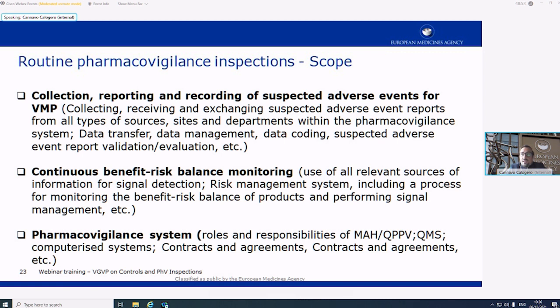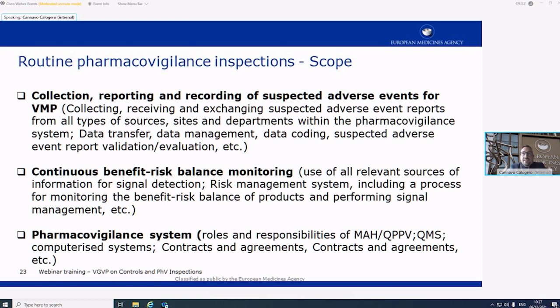Here, yes, this is the routine. What is the scope of the routine pharmacovigilance inspection? This is not something new, it's something that is always there. I just want to highlight again what should be checked during the inspection. Here I highlight the main items that we used to put in the scope: collection, reporting, and recording of suspected adverse events for a veterinary medicinal product. And this, of course, includes the collection, receiving, and exchange of suspected adverse events from all types of sources, sites, and departments. And again, the data transfer, data management, data coding, and suspected adverse event report validation and evaluation. So this is part of the collection, reporting, recording.